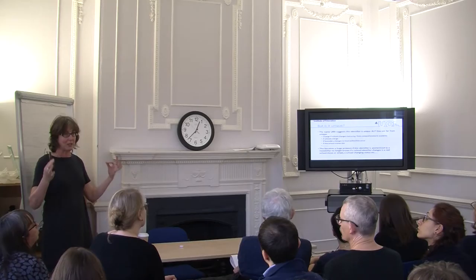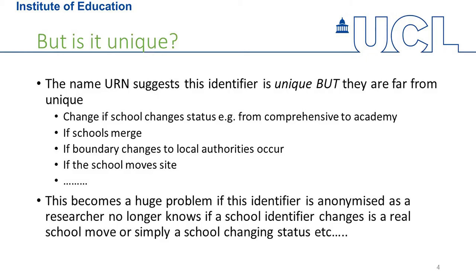Okay, so you'd think that's not a problem. It's a unique reference number. As long as you anonymize it in a consistent way, then there'll be no problems and the analysis shouldn't suffer from it. But as with all administrative data sets, these URNs, these unique identifiers of schools, change for all sorts of good and bad reasons. For instance, there's been a huge increase in the number of academies. If a school changes to an academy, it becomes a new school and gets a new URN.